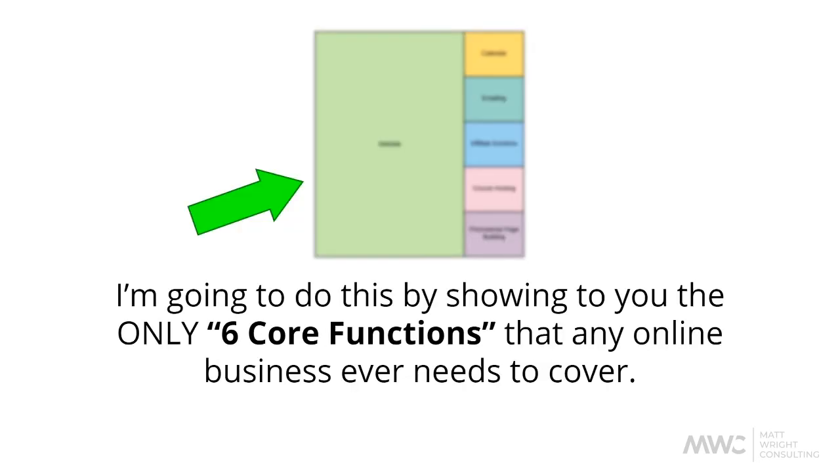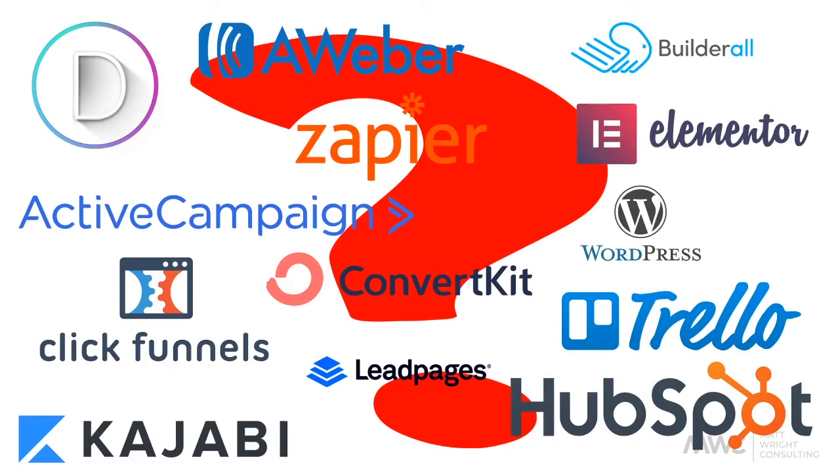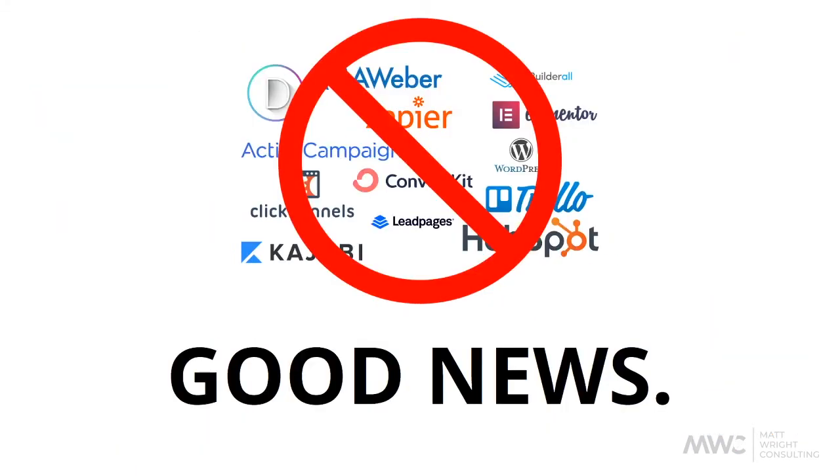I'm going to do this by showing you the only 6 core functions that any online business needs to ever cover. So if you're like most people and you're totally overwhelmed by trying to choose between tools like Aweber, ActiveCampaign, MailChimp, Divi, WordPress, Elementor, ClickFunnels, Builderall, Kajabi, Klaviyo, Leadpages, Zapier, ConvertKit, Trello, and HubSpot, I get it, there's a million of them out there. I saw a pretty impressive chart the other day, and it can definitely be overwhelming. My goal for you here is to cut through all that stuff today.